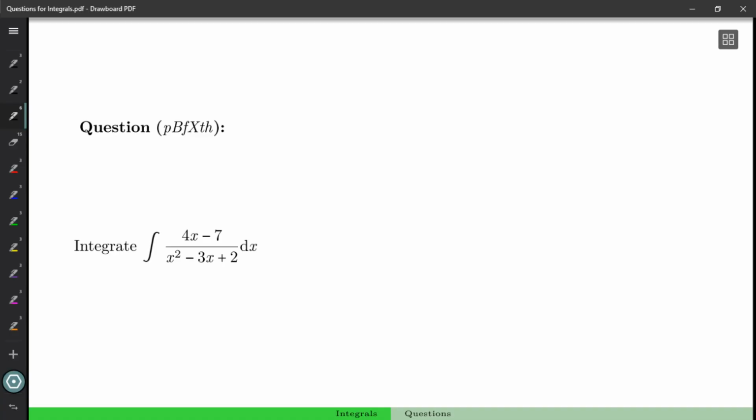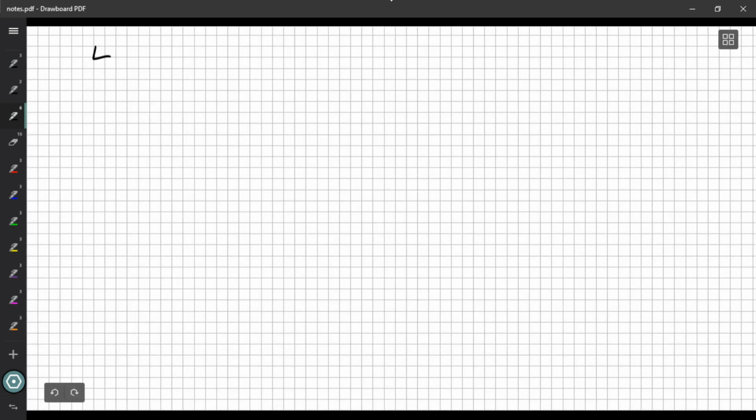Integrate 4x minus 7 over x squared minus 3x plus 2. So I recognize this. This is a rational function, polynomial over polynomial, and we have a technique for that. First, we're going to have to do a partial fractions decomposition. And the first step, as always, unless somebody's come along and done that for you, is to factor the denominator. It's a quadratic, so that's not too bad for us. x minus 1, x minus 2.